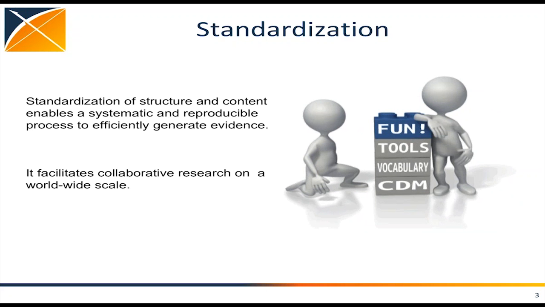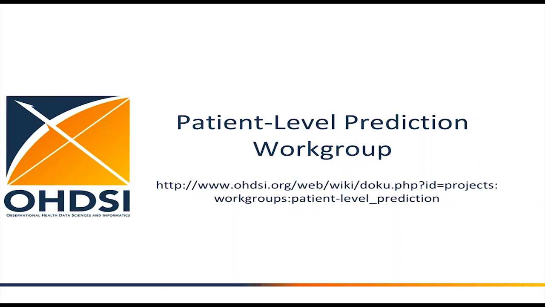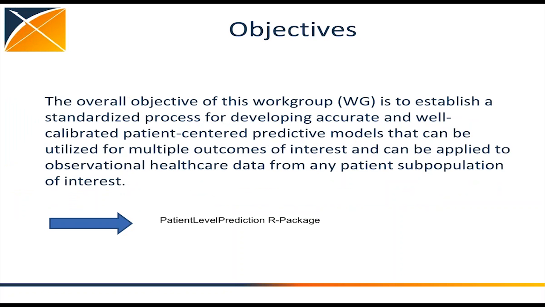The patient level prediction workgroup has been started to do this in the area of patient level prediction. And there is a wiki page if you want to know more about this workgroup, or even better, if you want to join our team. The overall objective of the workgroup is to establish a standardized process for developing accurate and well-calibrated patient-centric predictive models. And we want to utilize this for multiple outcomes, and we want to apply that on as many databases as possible. So meaning databases that have been mapped to the OMOP common data model and the vocabularies.